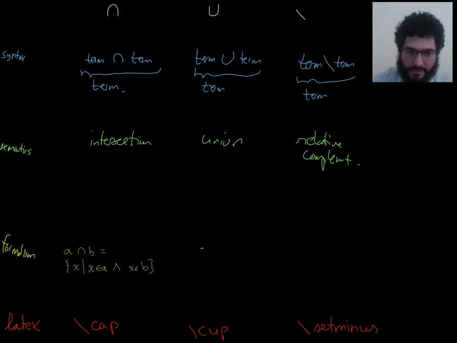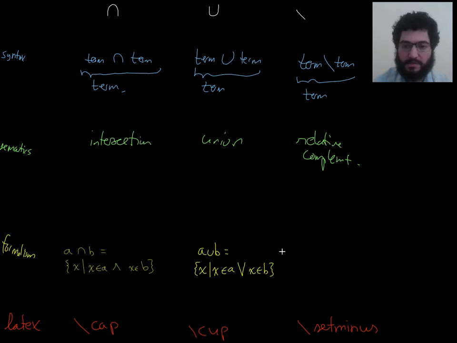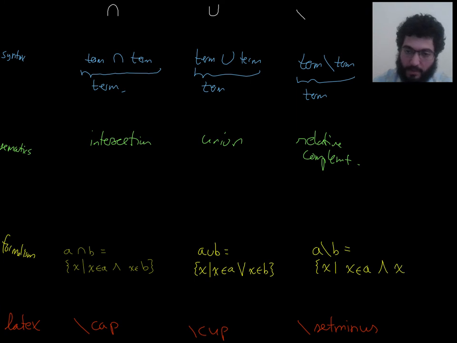Okay, now for the union. So when I write A union B, that's going to be defined to be the set of things that are either in A or in B. So to be in the union, you must be in at least one of the two sets that are being unioned. And for relative complement, to be in the relative complement, the membership condition is you have to be in the left-hand set, A, and you have to not be in the right-hand set, B. Just like that.